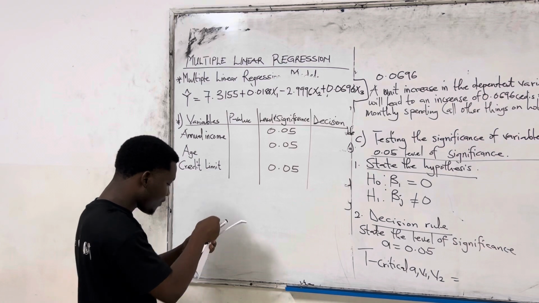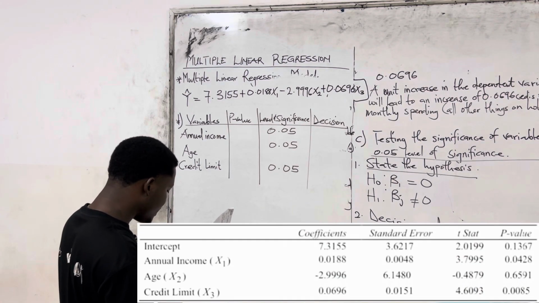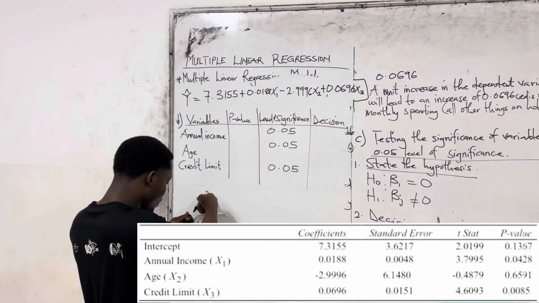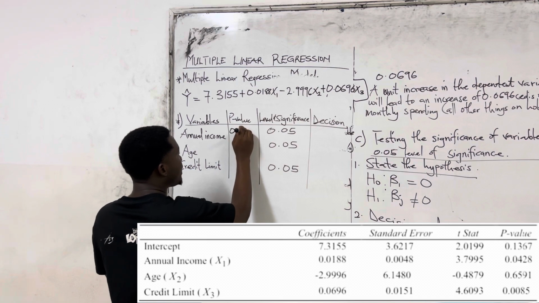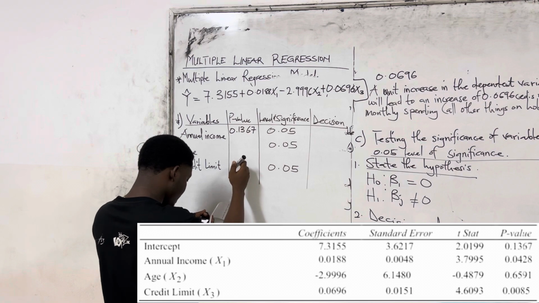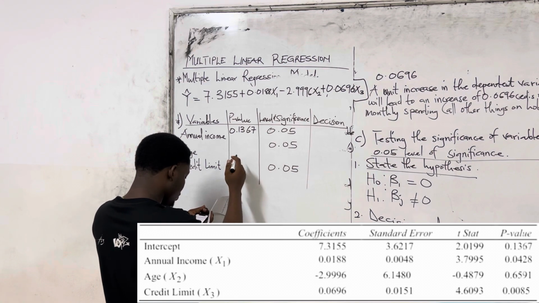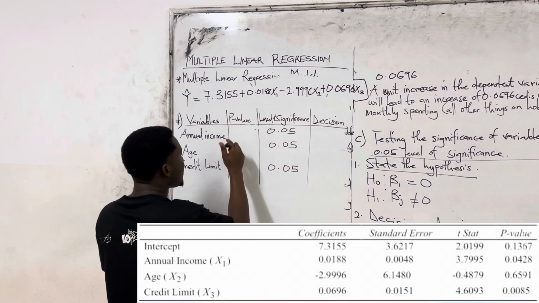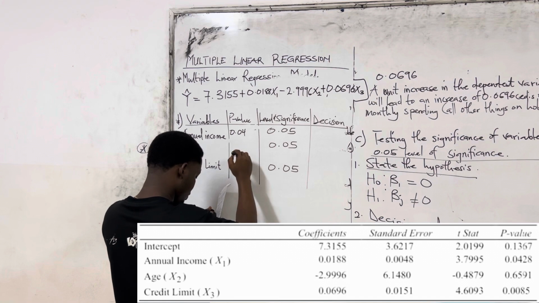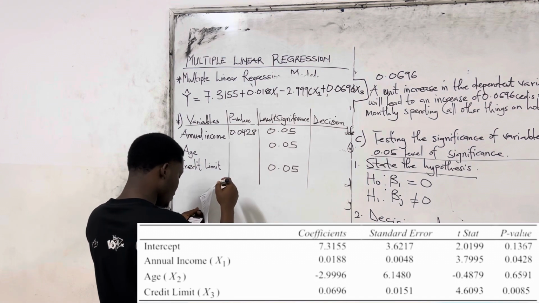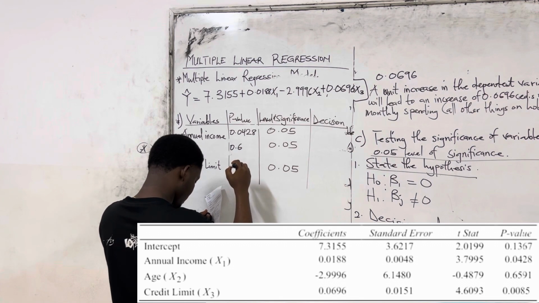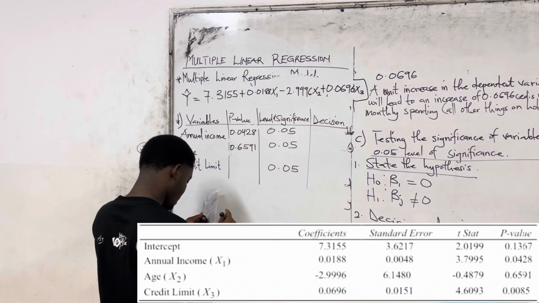So the p-values, you will see them in the third Excel. We have the p-values at the corner there. The first p-value is 0.1367, sorry, this is the intercept rather. So the income one will be 0.0428, and then the age will be 0.6591, and we have 0.0085.